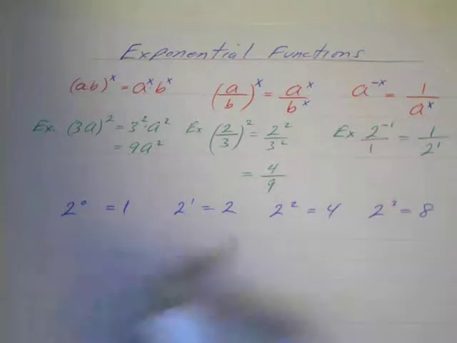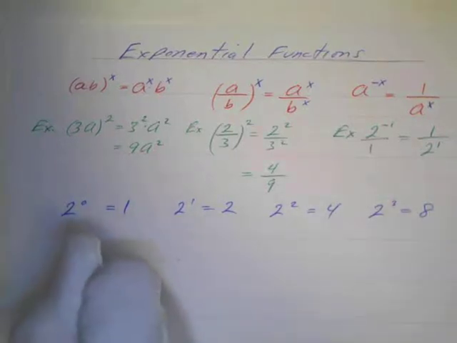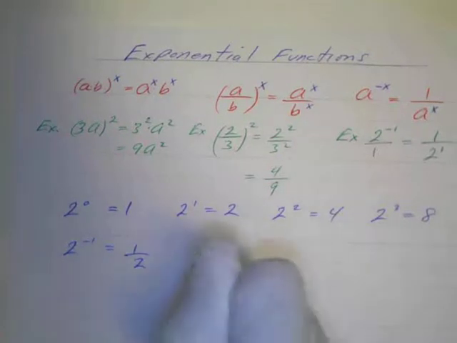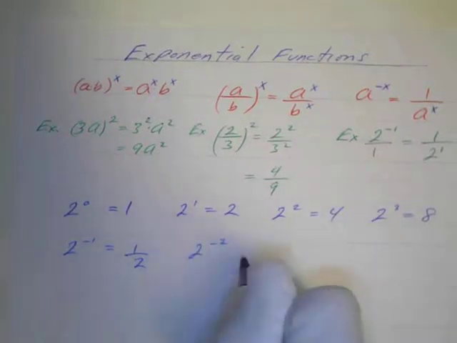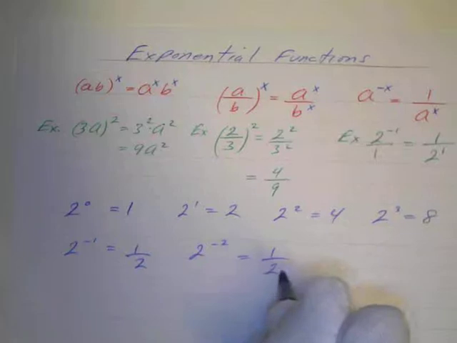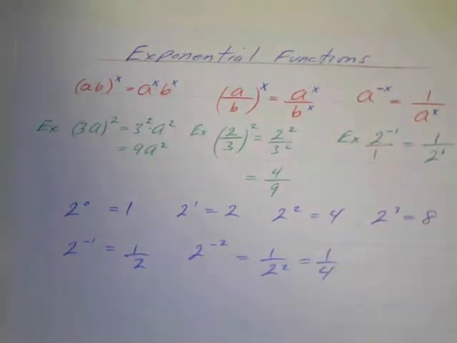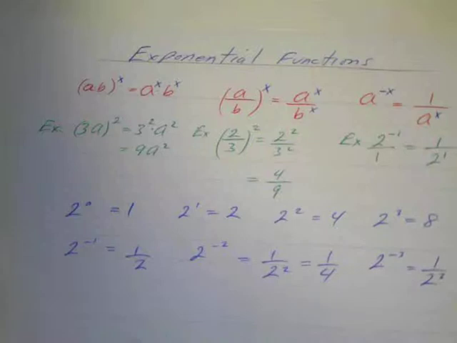And then, as we said, 2 to the negative 1 is the same thing as 1 over 2 to the first power. 2 to the negative 2 is the same thing as 1 over 2 squared, which is 1/4. And 2 to the negative 3 would be 1 over 2 cubed, which is 1 over 2 times 2 times 2, or 1/8.